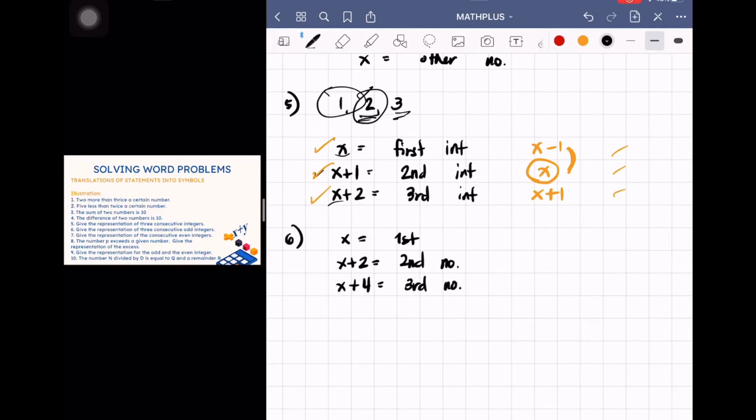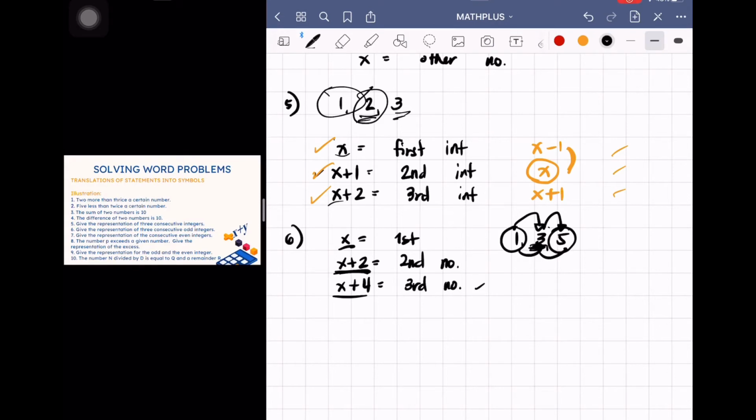Diba? Let's say, for example, 1, 3, 5. Alam natin na ang difference ng 1 at 3 is 2, at 3 at 5 is 2 also. So, kapag dinagdagan ko si first number ng 2, so if my first number is x plus 2, I'll get the second odd integer. If I add 2 to the second odd integer, I'll get the third odd integer. So, from x plus 2, I add 2, I get x plus 4. That's my third odd integer.